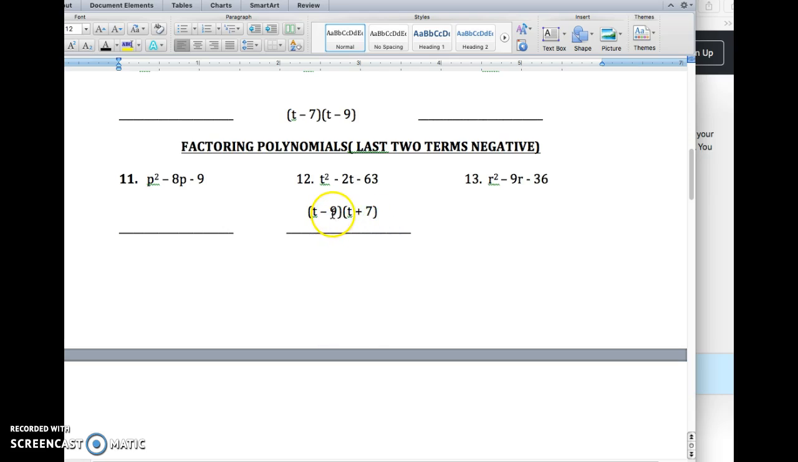And you can check quickly. Negative 9 times positive 7 is a negative 63. When you do negative 9 times t, you get negative 9t. And to get another t term, you do a positive 1t times a positive 7. That's going to be a positive 7t. So positive 7t with a negative 9t gives you a negative 2t. So that is the way you do those. Okay? Now make sure you do this one, and make sure you do this one as well to get your practice.